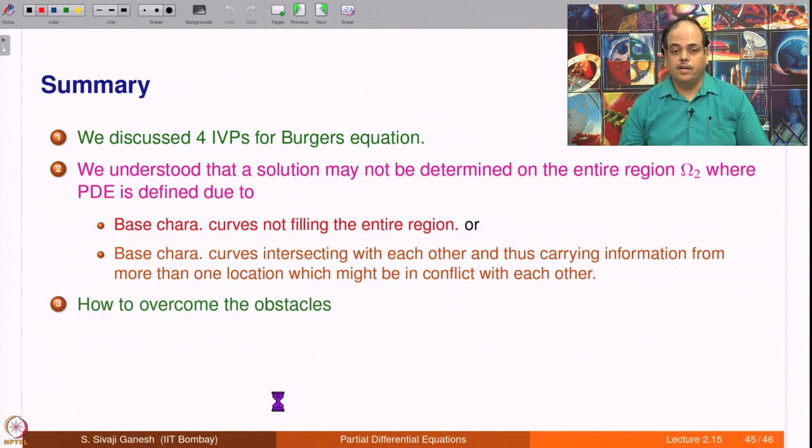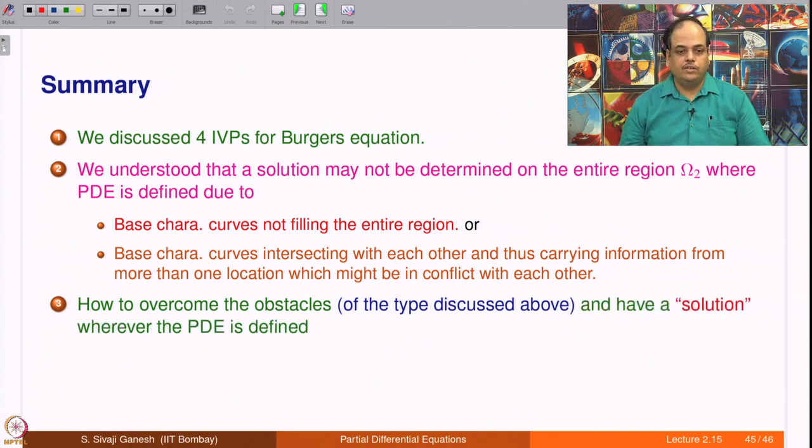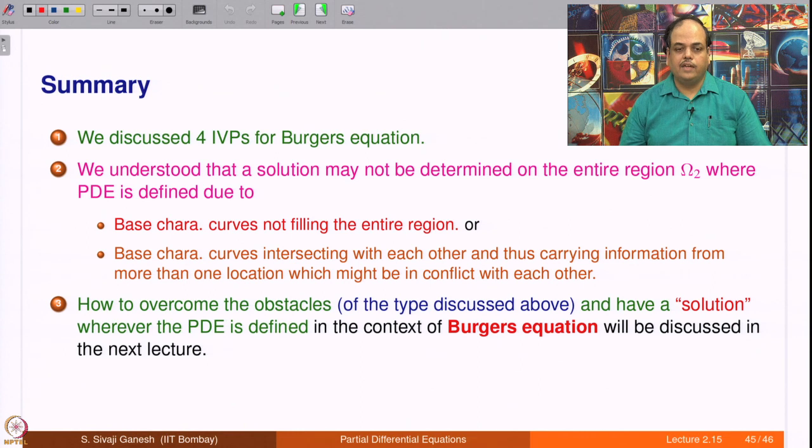Now the question is how to overcome these obstacles of the type that we discussed above and have a solution. That means we have to define a new notion of solution wherever the PDE is defined. Let us limit ourselves to the context of the Burgers equation. That will be discussed in the next lecture, where we will be worried only about how to give a meaningful solution, or how to make sense of these functions which we obtained here as solutions in some kind of generalized sense.